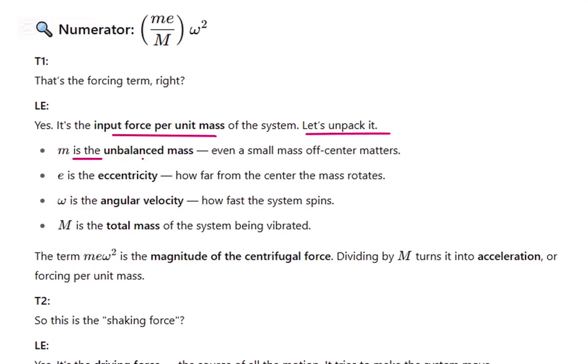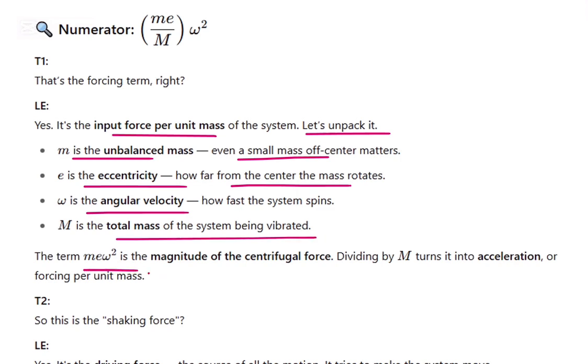Let's unpack it. m is the unbalanced mass. A small mass off center matters. e is eccentricity, how far from the center the mass rotates. Omega is angular velocity, how fast the system spins. M is the total mass. The term m e omega squared is the magnitude of the centrifugal force. Divided by M, it turns into acceleration, or force per unit mass. So this is the shaking force.